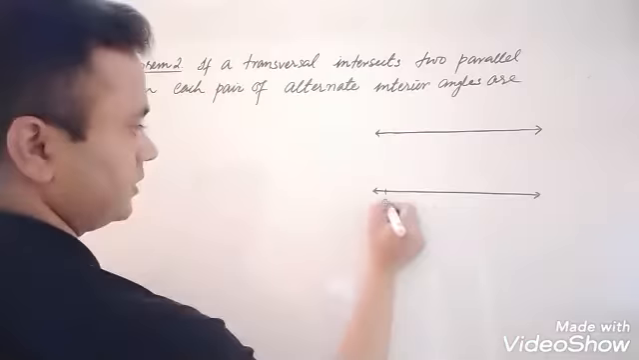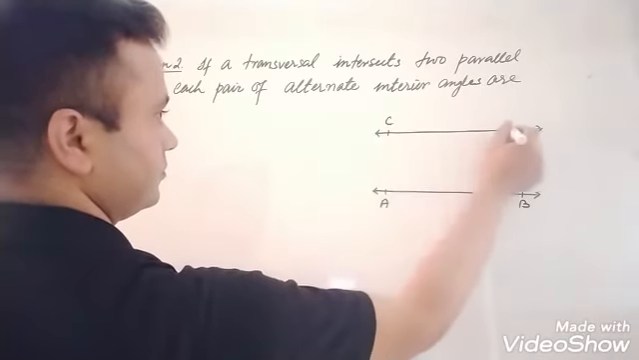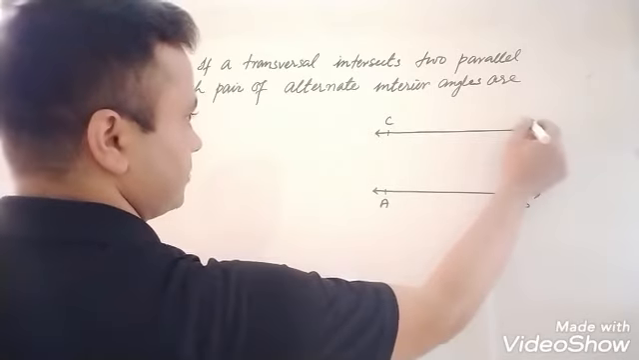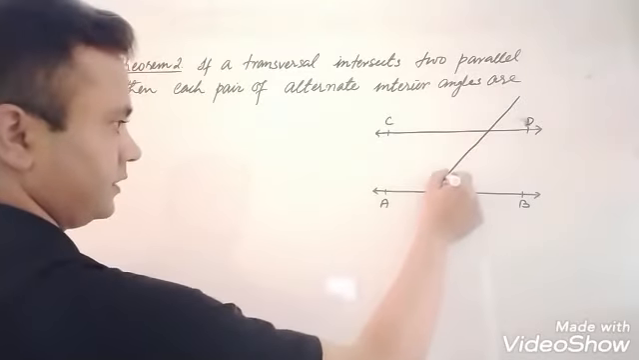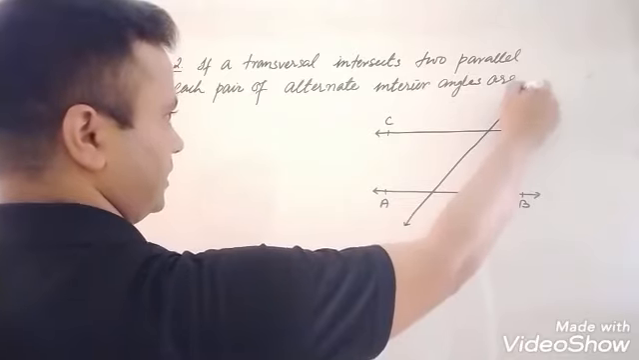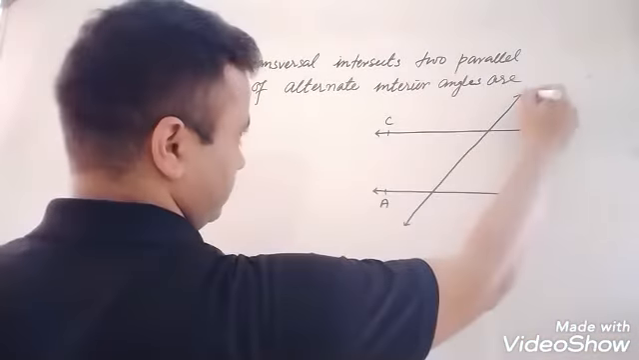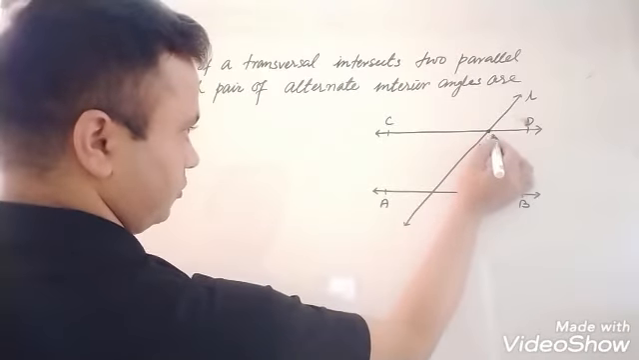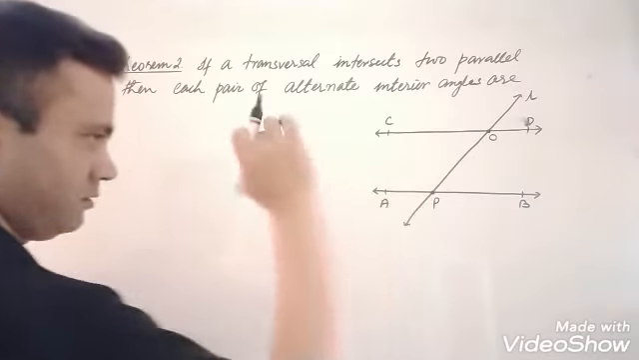So these parallel lines, this is AB and this is CD. Now the transversal line intersects the parallel lines. This is the transversal, represented by L. The intersecting points are O and P.